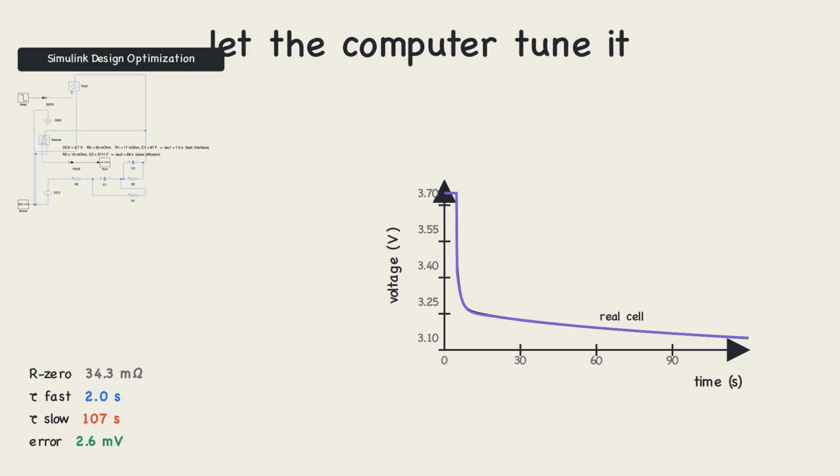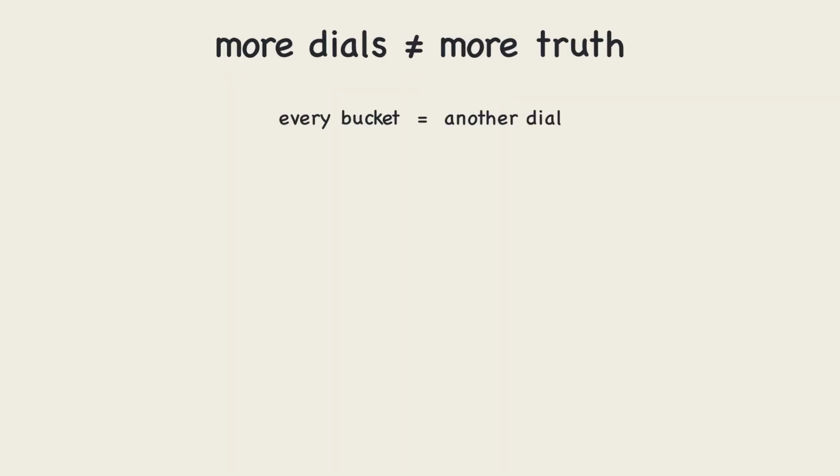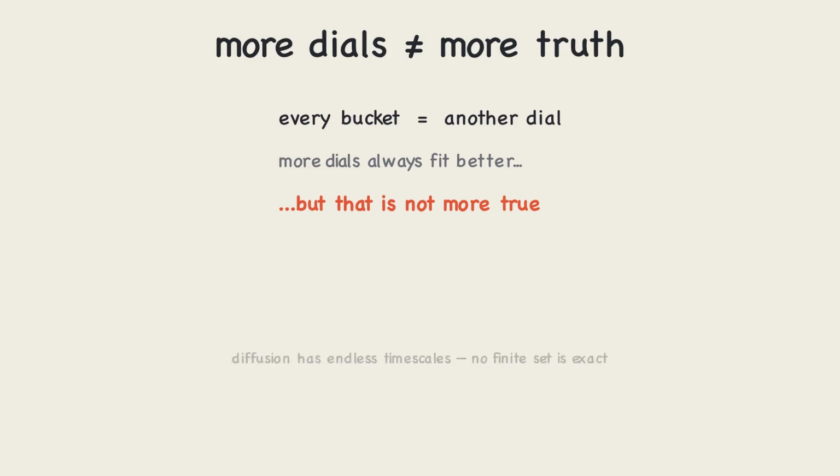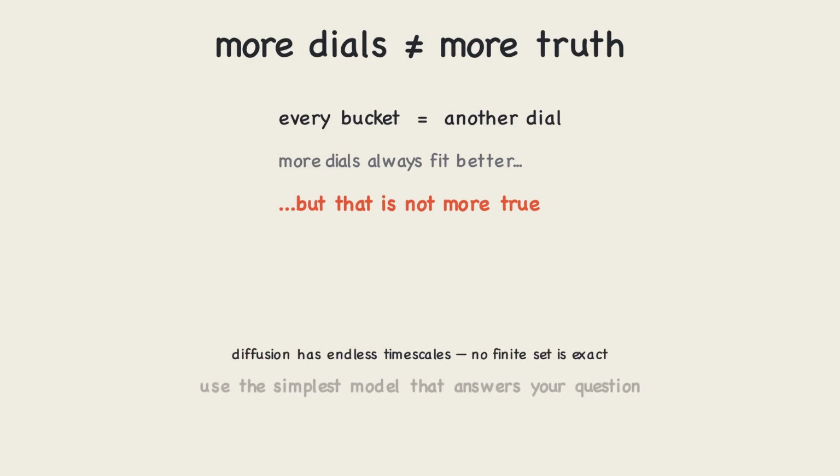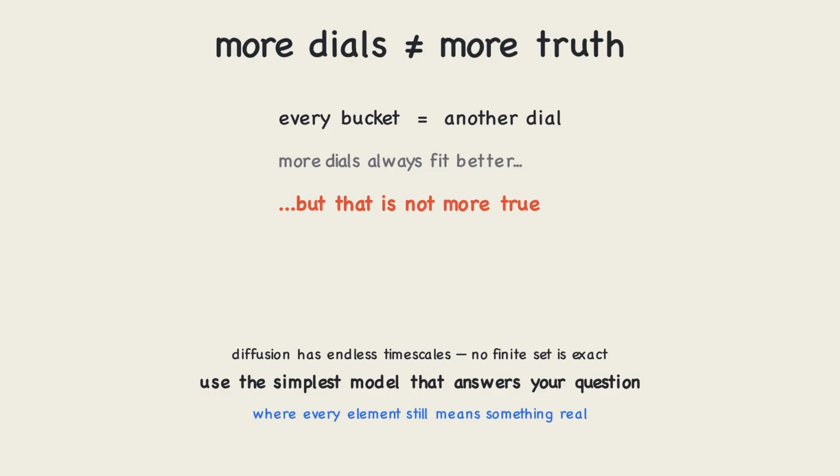Notice what just happened. We never told it about interfaces or diffusion. It found those two physical clocks, on its own, just from the data. But a warning, every bucket you add is one more dial to turn. And more dials will always fit the curve better. That is not the same as being more true. Diffusion has endless timescales, so no finite set of buckets is ever exact. The honest goal is the simplest model that answers your question, where every element still means something real.